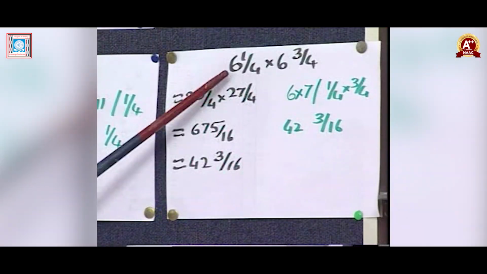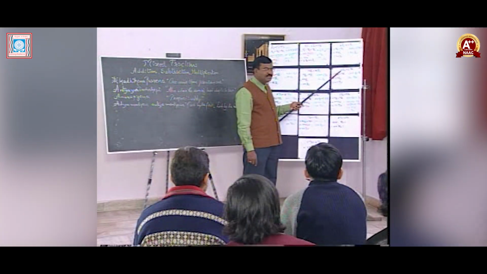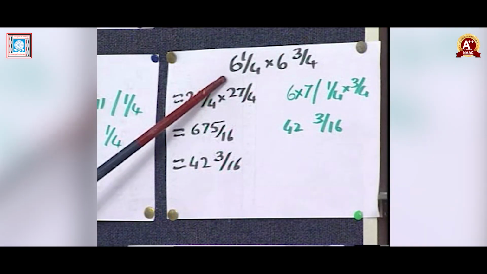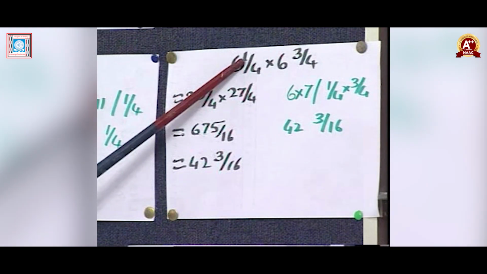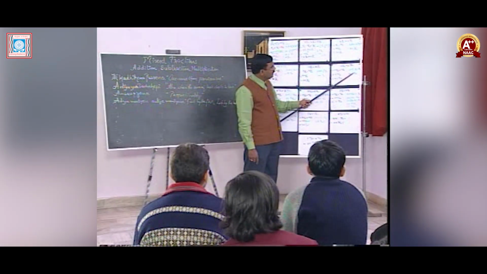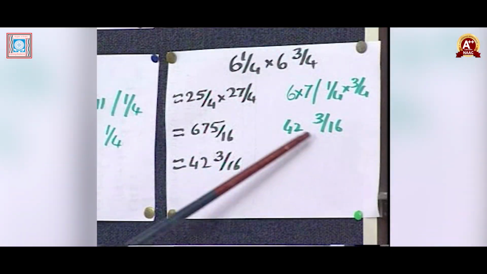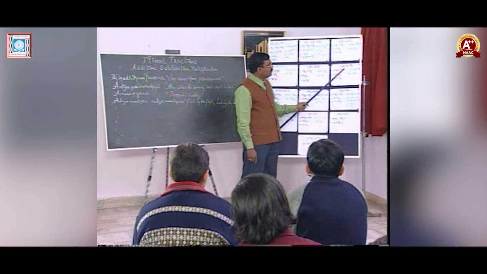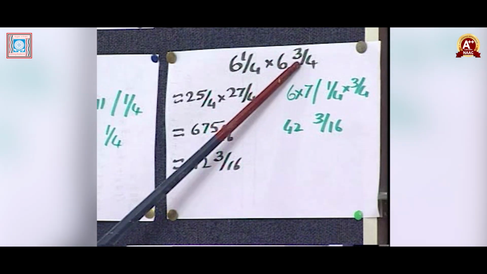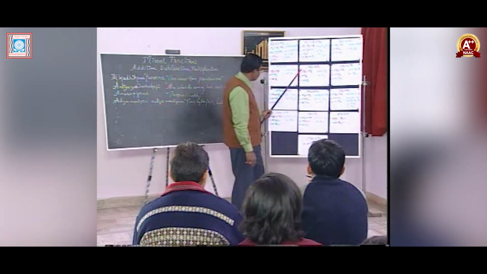Along with Ekadikena, meaning one more than the previous one, of 6 is 7. 7 into 6 is how much? 42, right, as it is in the left part. 1 into 3 is 3. 4 into 4 is 16. So 42 integer 3 by 16 is the answer for 6 integer 1 by 4 multiplied by 6 integer 3 by 4.